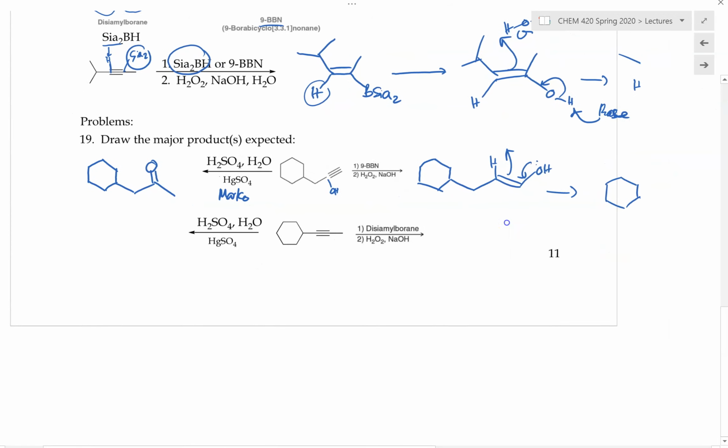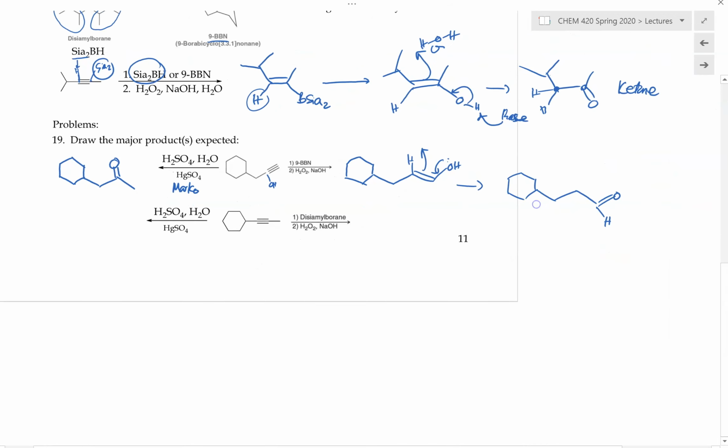So please note the differences between these two products. One reagent will give us this product, while the other one will give us a different product.